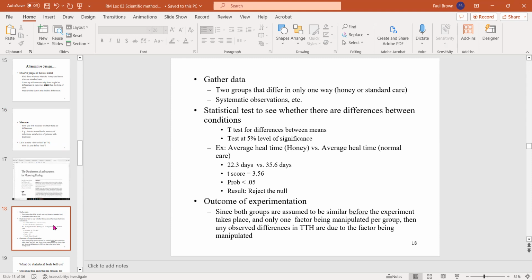If I were to do this again with another group, do the same thing again, would I find it to be 35.6 days? If I went out and got another group and gave them Manuka honey, would it be 35.6 days? What do you think? If I did it again, would I get the same number of days? No, I wouldn't. I'd get a different number. It might be higher than 35.6, might be lower than 35.6.